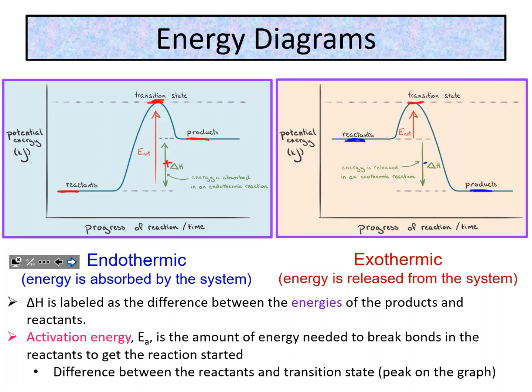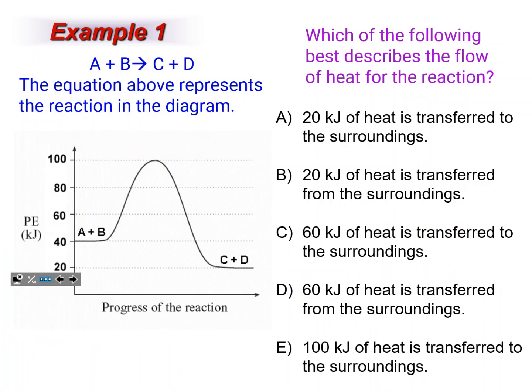All right. Now, the first kind of question that you might see with an energy diagram or energy profile. Something like this could easily be a multiple choice question on the test or the exam. So, we have AD reactants going to CD products. Which of the following best describes the flow of heat for the reaction?